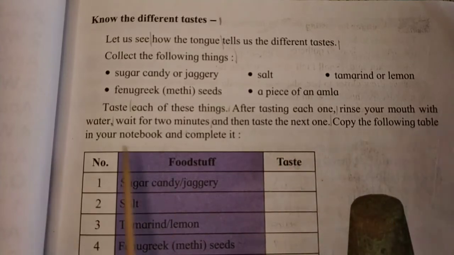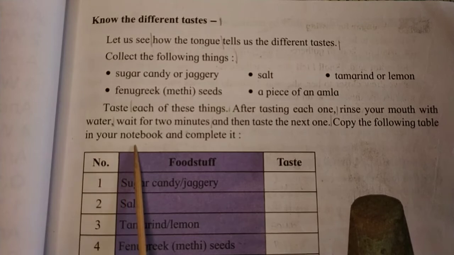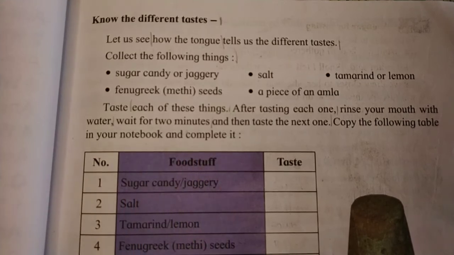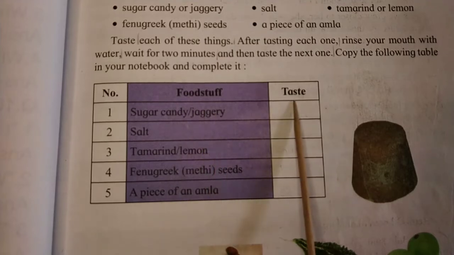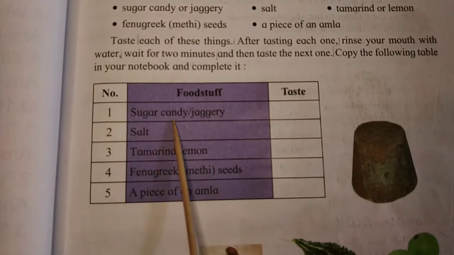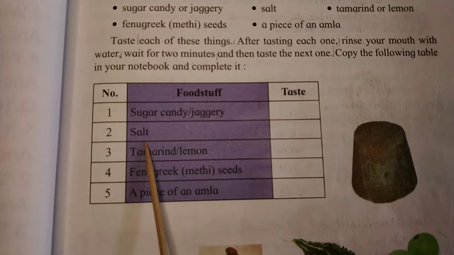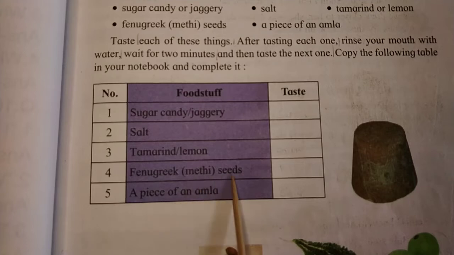Copy the following table in your notebook and complete it. Foodstuff, taste: sugar candy, jaggery, salt, tamarind, lemon, fenugreek, methi seeds, a piece of an amla.